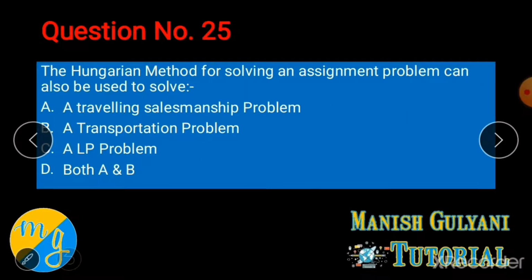Now question number 25. The Hungarian method for solving an assignment problem can also be used to solve a traveling salesman problem, a transportation problem, an LP problem, or both A and B. Under the assignment method, from the beginning of every chapter, I always used to mention the topics to be covered under this chapter. So under the assignment chapter, if you remember, the topics are maximization case, multiple optimal solution, minimization case, restriction on assignment, miscellaneous cases, and the traveling salesman problem.